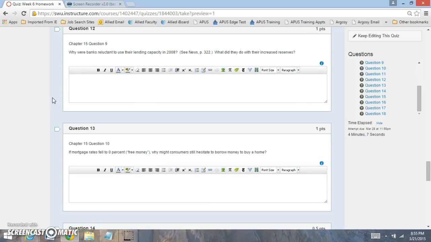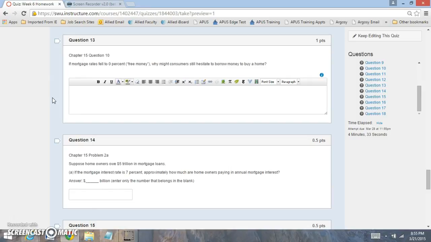Question 12. Why were banks reluctant to use their lending capacity in 2008? One of the main reasons is they did not want to lend money because they were already burned by bad mortgages. So they did not want to lend money at that point. What happened was banks were gaining a lot of deposits, but they were not lending money.